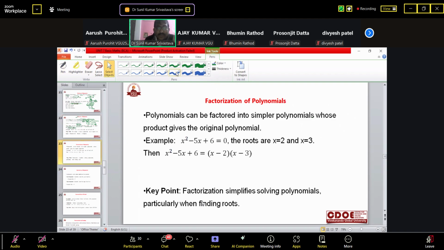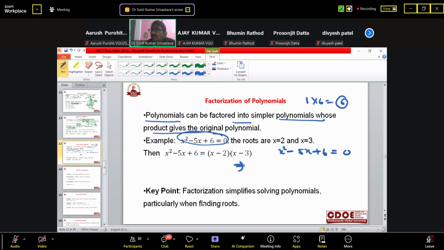Factorization of polynomials. Polynomials can be factorized into simpler polynomials. For example, x square minus 5x plus 6 is equal to 0. We are already familiar with this. How to do that? We have to factorize this polynomial by splitting the middle term. So what do I have to do? We take the coefficient of x square. The coefficient of x square is 1 and the constant term is 6. So we have to multiply 1 into 6, and the answer is 6.